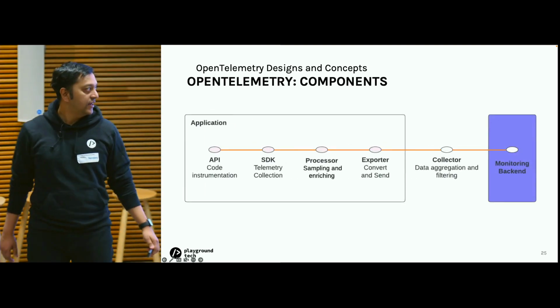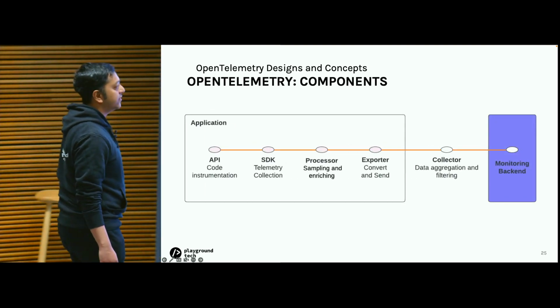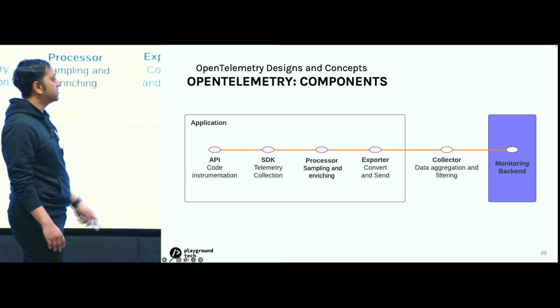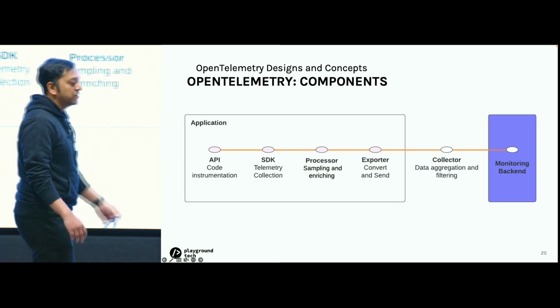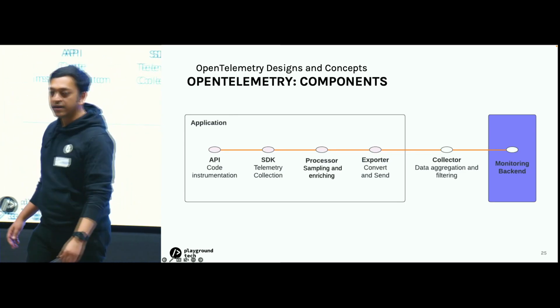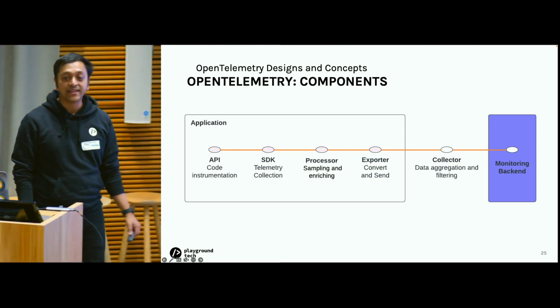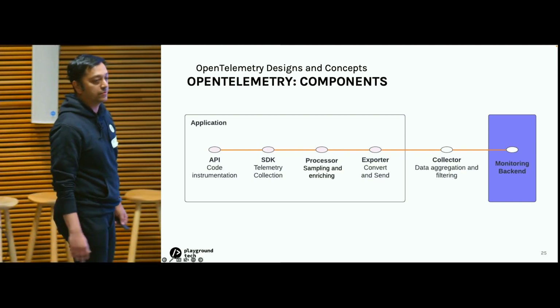And then the last is the monitoring backend, and this is the easiest part. It is nothing but a SaaS third-party system. This can be Datadog, AWS, New Relic, Prometheus, Grafana or anything, as long as it supports the OpenTelemetry framework.